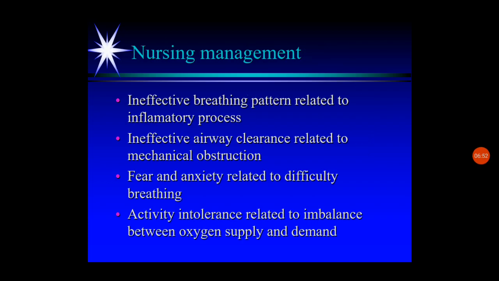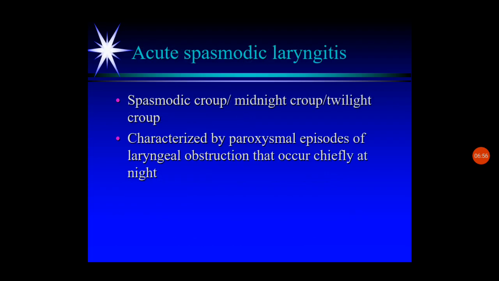And the third disease condition in the group is acute spasmodic laryngitis. This is otherwise known as spasmodic croup, midnight croup, twilight croup. These are the other names which we give for acute spasmodic laryngitis. Here it is characterized by paroxysmal episodes of laryngeal obstruction that occur chiefly at night.